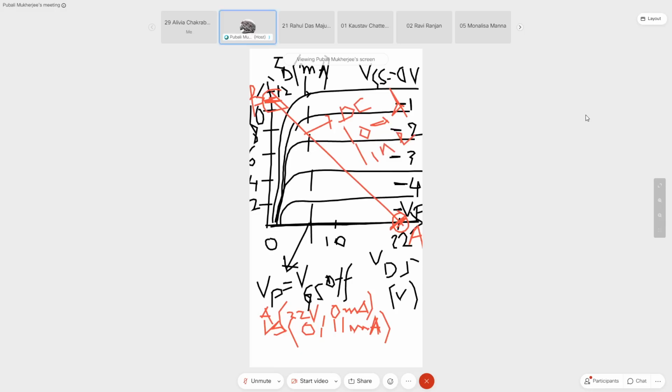And suppose the point of intersection is somewhere over here, maybe here, any one of the two could be taken. I take this as the Q point. Okay, I call it the Q point. So the DC load line is drawn on the FET characteristics.